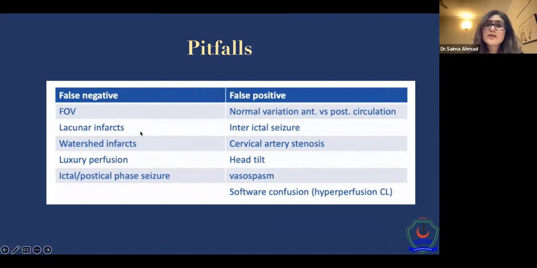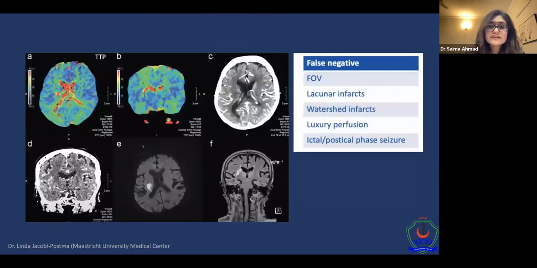Of course, in the lacunar infarcts, it is very difficult to pick up any change in the CTP, as in the watershed infarcts, and likewise in the seizures. And there is a number of conditions in which you have the false positive. You should be aware of all this. So this is the example.